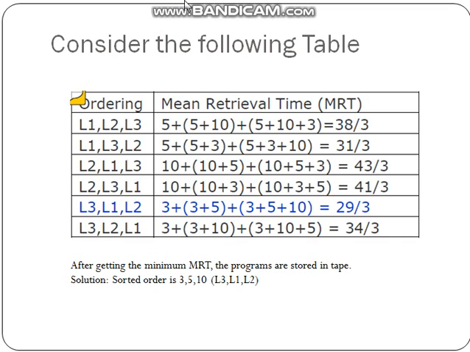Now look at this table. In that case, all the possible orders of l1, l2, l3 are given, and according to that, the mean retrieval time is calculated. Here you can see that in the fifth order, 29 by 3 is the minimum mean retrieval time, and the solution or stored order is 3, 5 and 10.